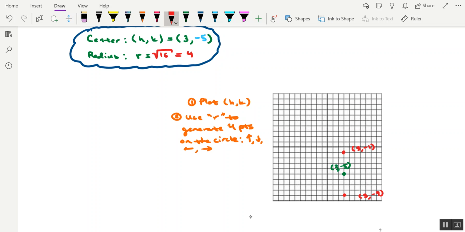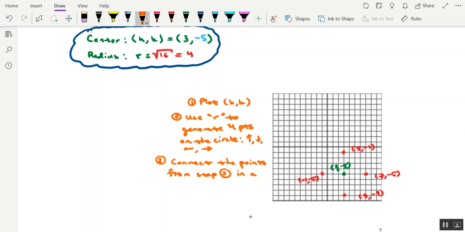Let's go back to the center and go left 4 spaces. That gives us the ordered pair -1, -5. And go back to the center and go right 4 spaces. That's going to give us 7, -5. And the third and final step is to connect the points from step 2.